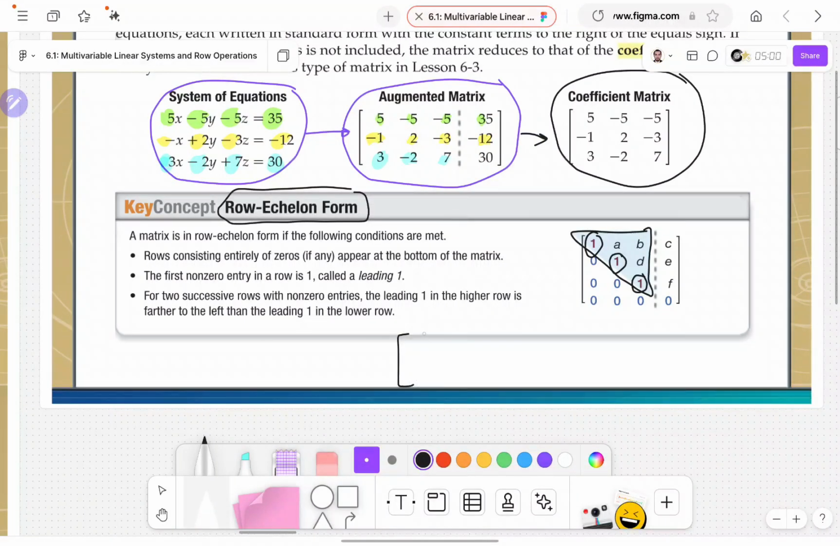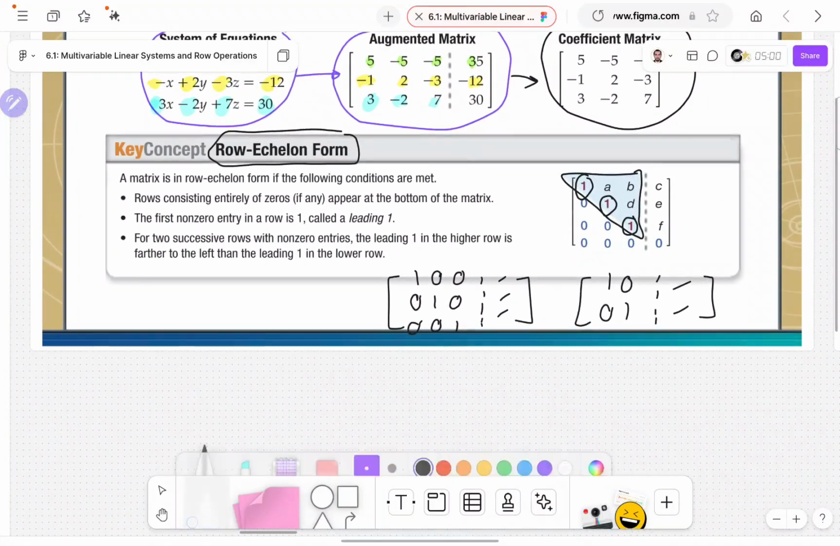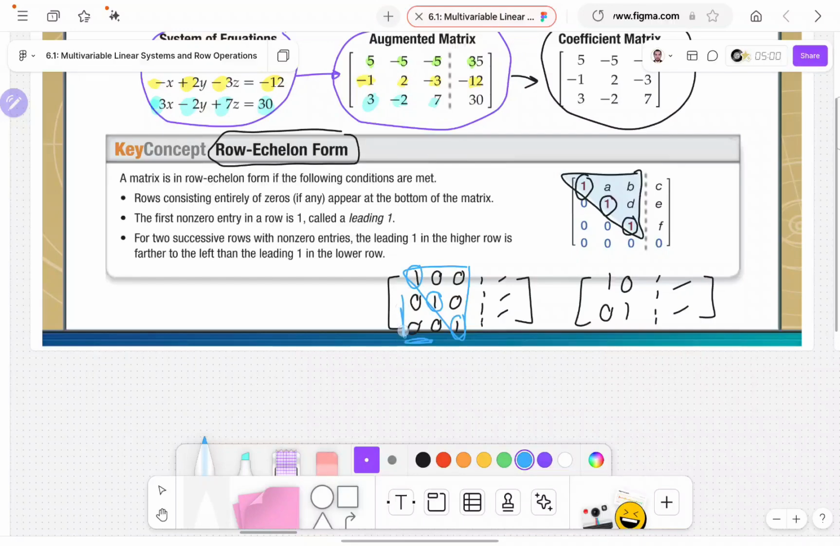For example, let's say I have 1 0 0, and I have 0 1 0, and I have 0 0 1. Then I have any number here, whatever the numbers. So this is the first form, and I have another form of row echelon form, 1 0 0 1, and whatever the number becomes here. As you can see, my goal is always to make it a row echelon form. So this is the row echelon form. Do you see it? When I have 1 here and 1 here, 1 here, all the values here and here are equal to 0.